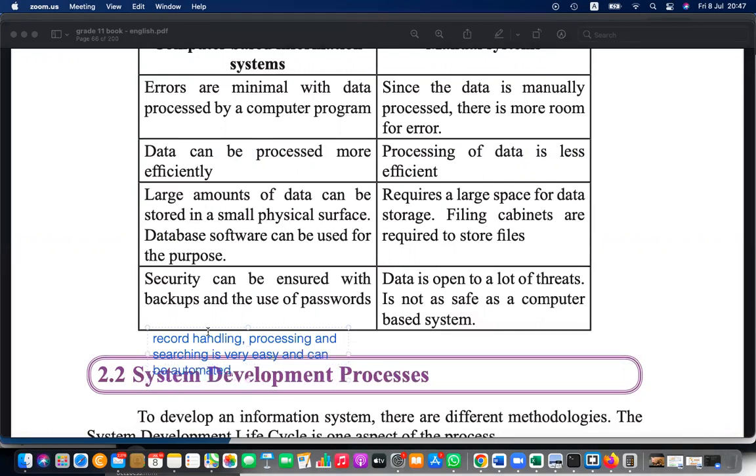So you know what to write on the other side, right? I'm writing this side, so you know the other side. So it is difficult and cannot be automated. So please write down that point also. This side is the electronic system or computer system. This side is the manual.